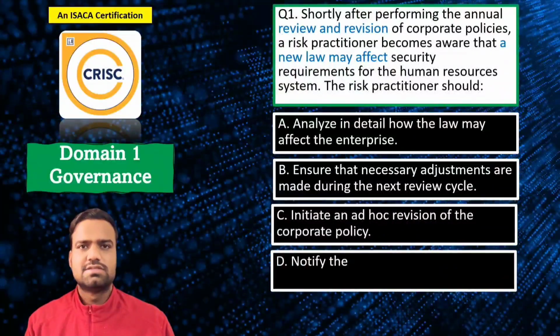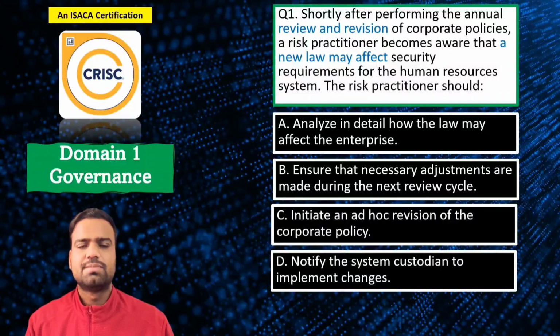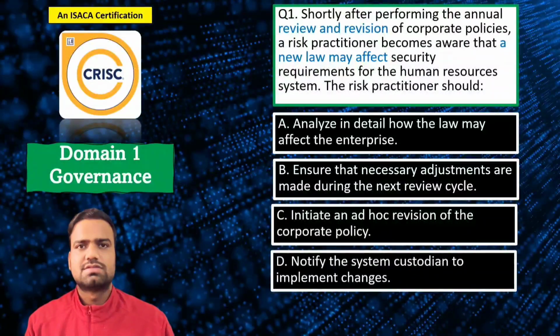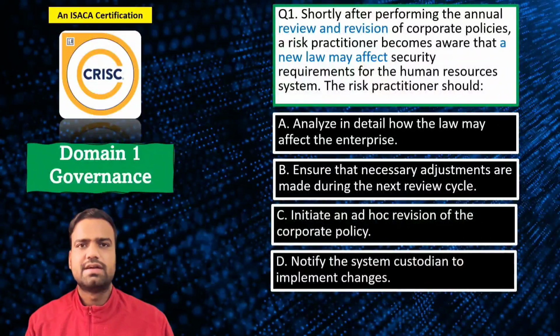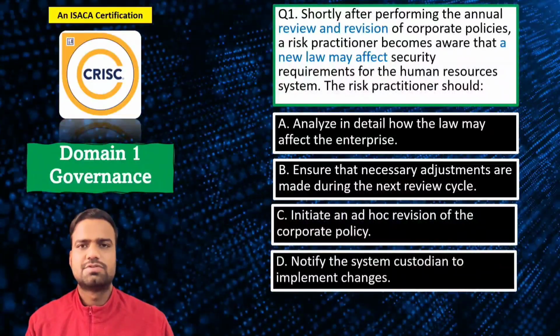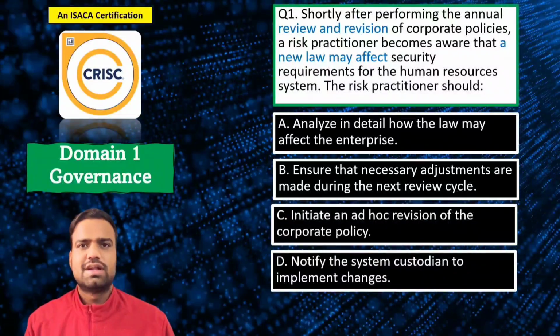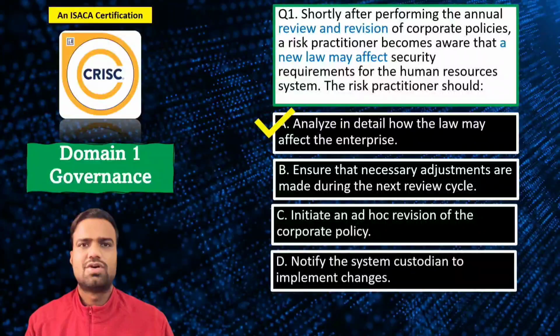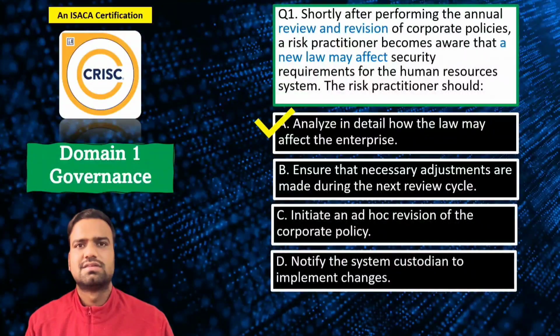Option D is notify the system custodian to implement changes. It is also inappropriate because changes to the system should be implemented only after approval by the process owner. So the right option out of 4 is A, analyze in detail how the law may affect the enterprise.